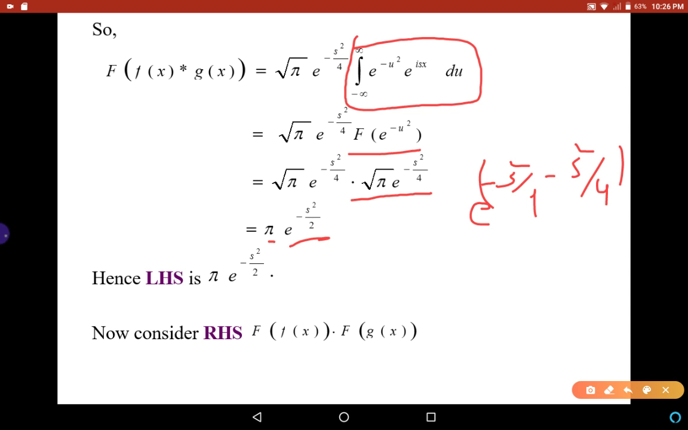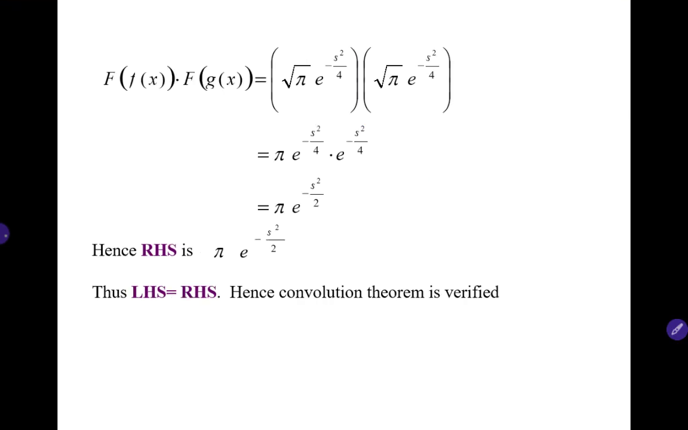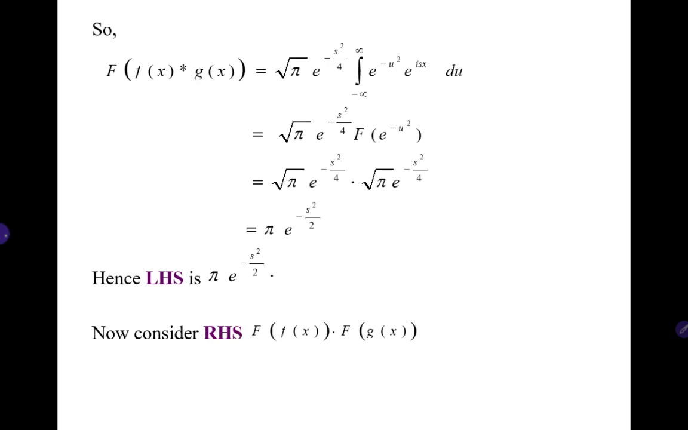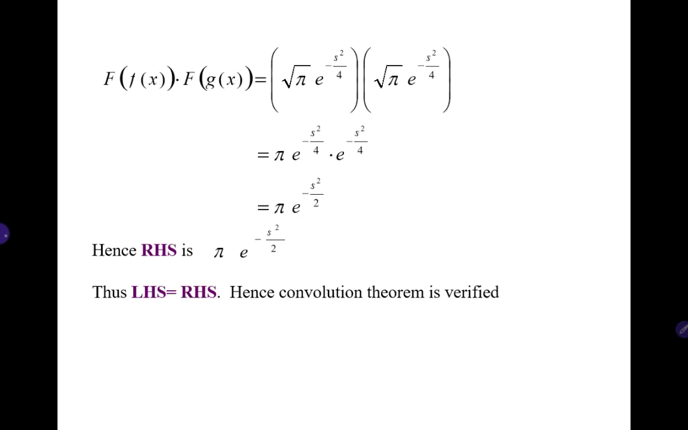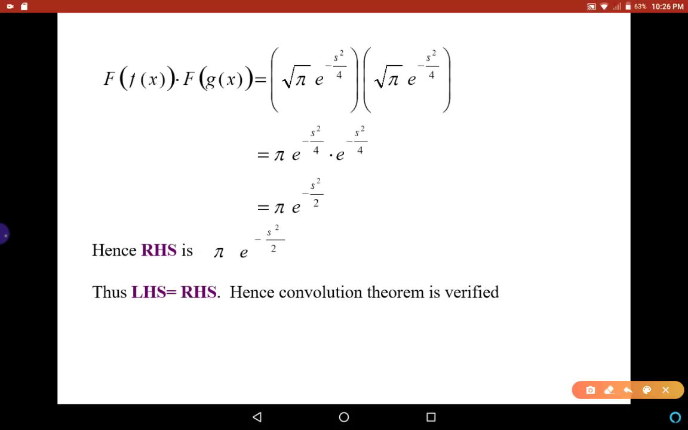For that, we now consider the right hand side term, that is the Fourier transform of f of x into the Fourier transform of g of x. f of x is e power minus x square, g of x is also e power minus x square. So this is the Fourier transform of e power minus x square into the Fourier transform of e power minus x square, which equals root pi into e power minus s square by 4 into root pi into e power minus s square by 4. Root pi into root pi is pi. e power minus s square by 4 into e power minus s square by 4 is e power minus s square by 2. Therefore, the right hand side is also pi times e power minus s square by 2.